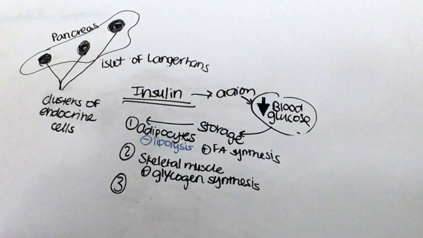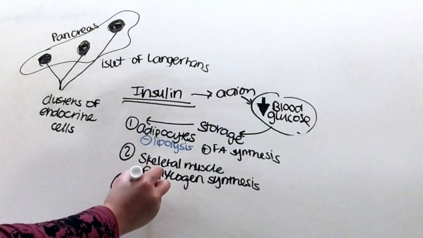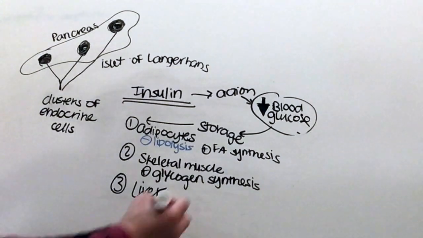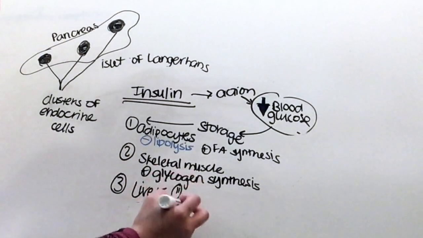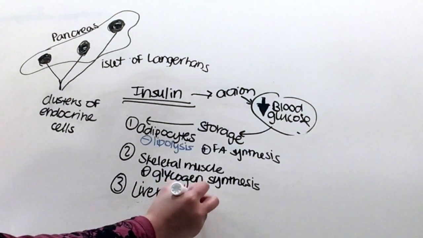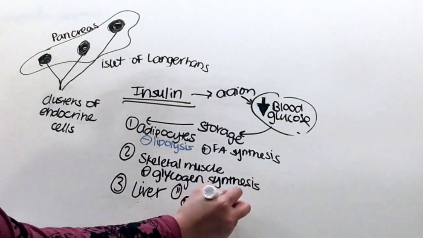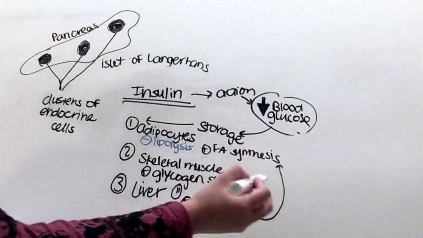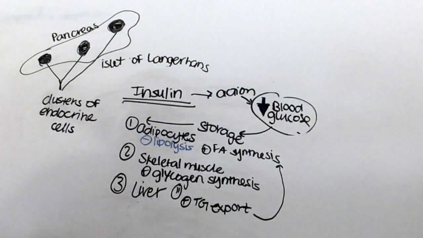And then we're going to talk about the liver. We can't talk about insulin or glucose or glycogen or any of that without the liver playing into the picture. So in the liver, it's going to cause glucose metabolism, and the same things as the skeletal muscle, glycogen synthesis, but it's also going to cause triglyceride export. And that actually makes sense because if it's able to export, then it's going to contribute to that fatty acid synthesis, and you can go onto the adipocytes and just help that out over there.